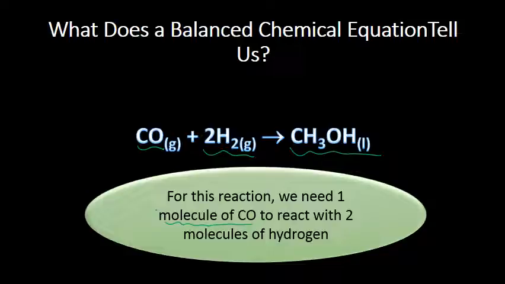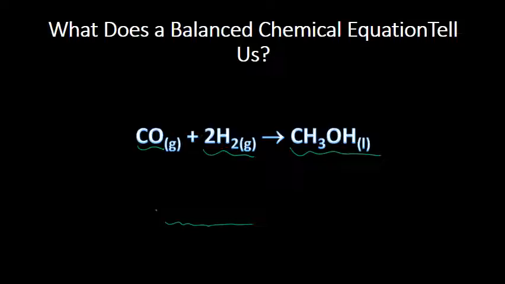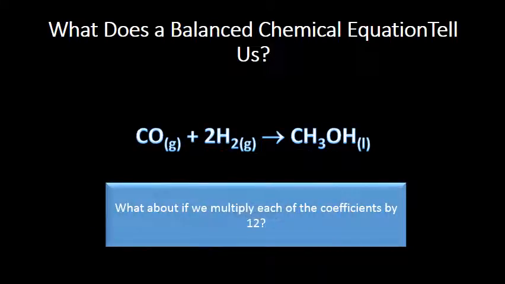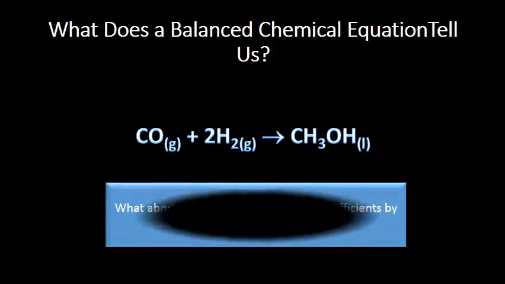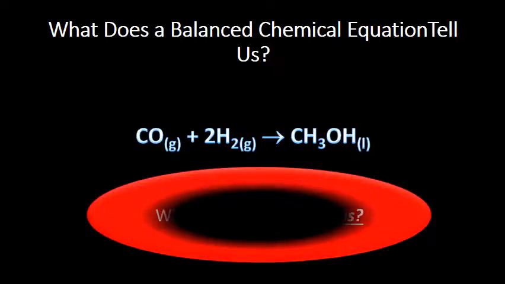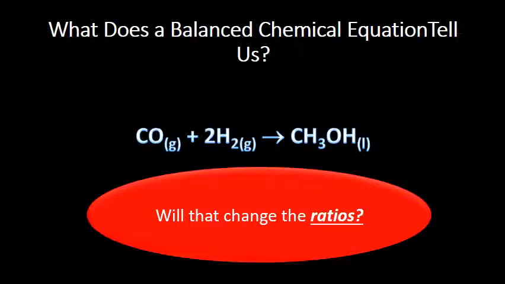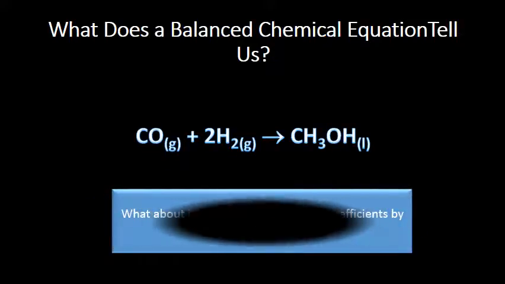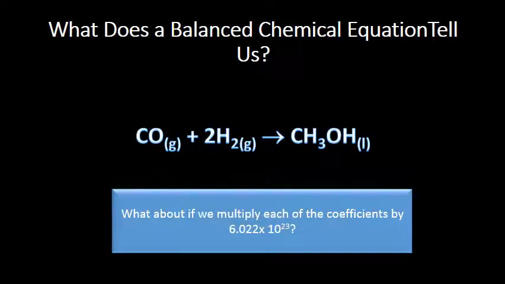All right, well that's easy enough. But what happens if I take each one of those coefficients and I multiply it by, say, 12? Will that change the ratios? Nope, not at all. So how about if I multiply each one of those coefficients by, say, 6.022 times 10 to the 23rd? Will that change the ratios?